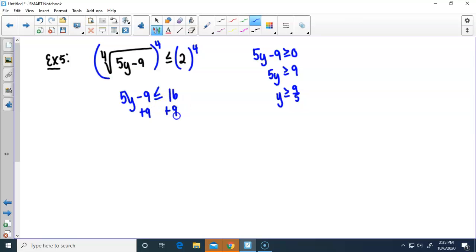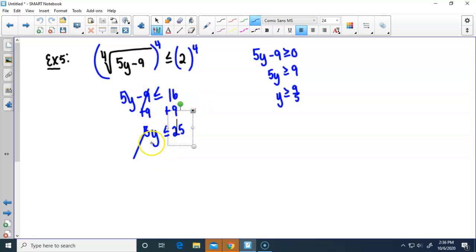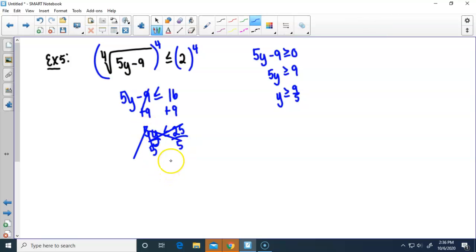We're going to add 9 to both sides. 5y is less than or equal to 25. And we're going to divide by 5. Sorry, this is a mess. I don't know why it's doing this. So y is less than or equal to 5.